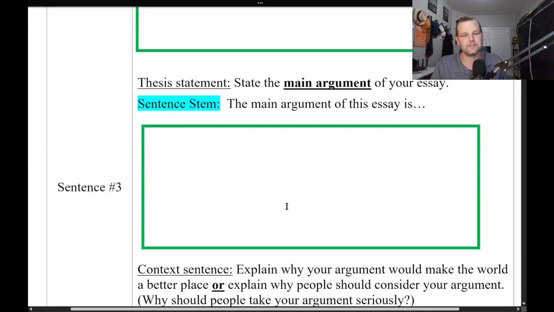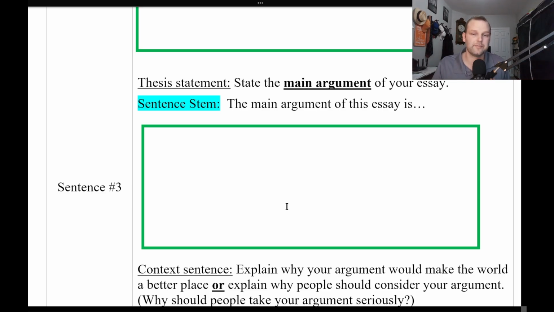The third sentence of your introduction paragraph is your thesis statement. State the main argument of your essay. The main argument of this essay is blank, or the main purpose of this essay is blank.